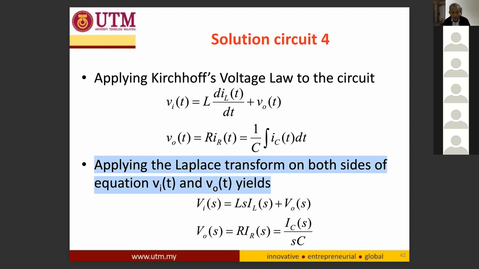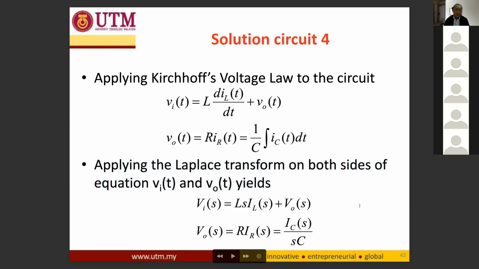So Vi is equal to LsIL(s) plus V0, and V0(s) is equal to IR(s) R, equal to IC over sC, after we take the Laplace transform.